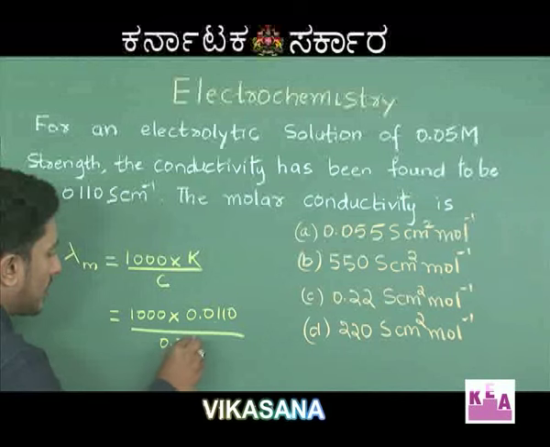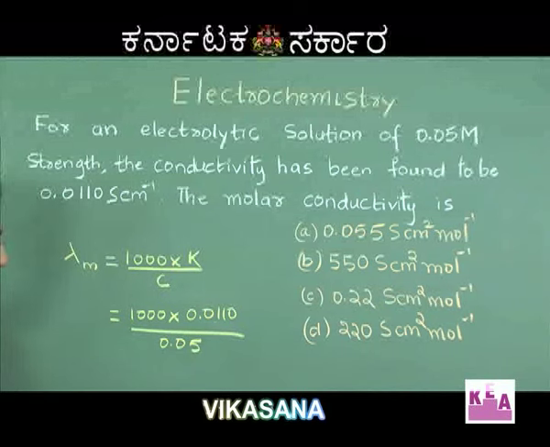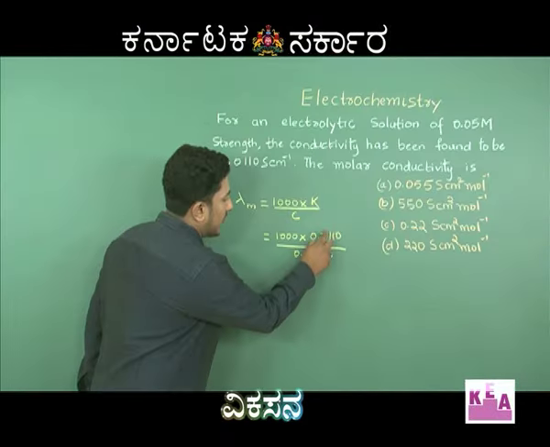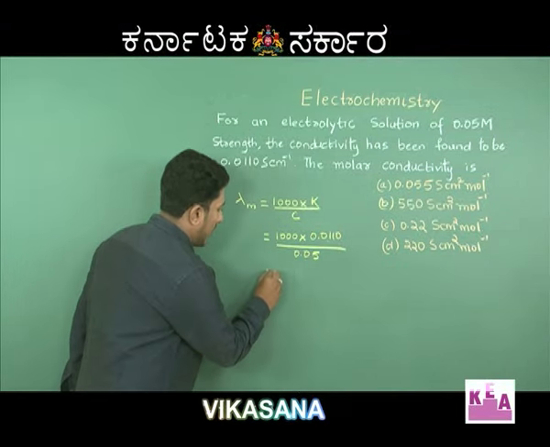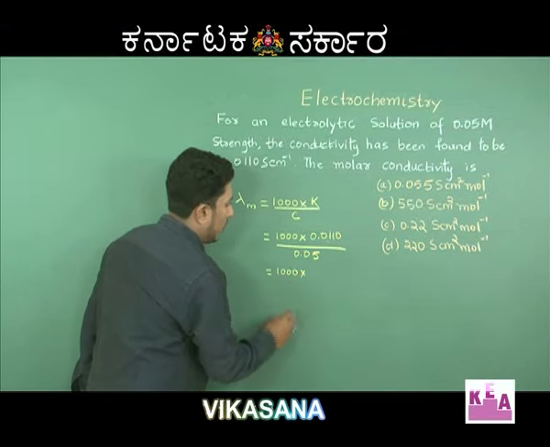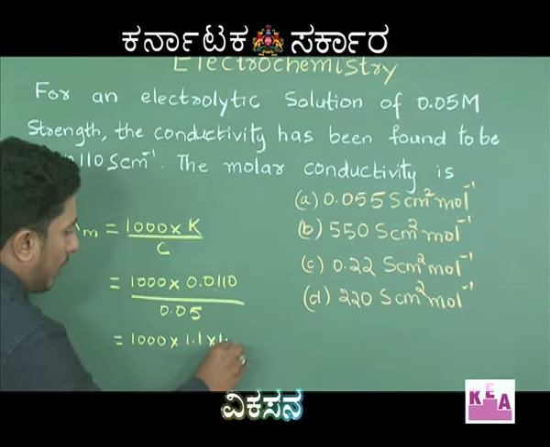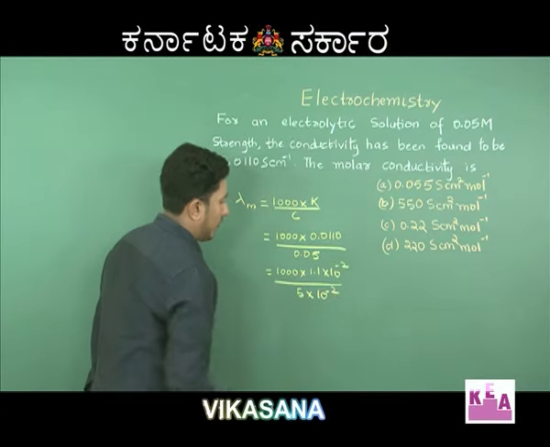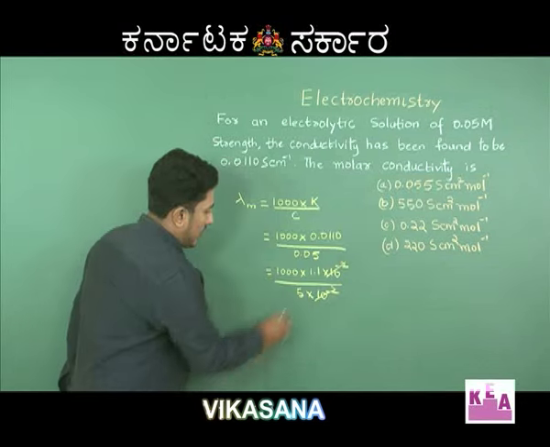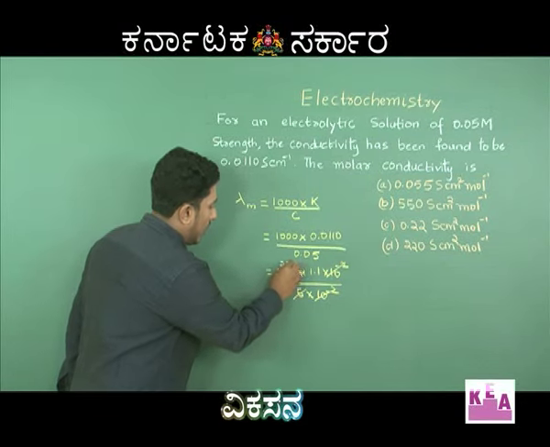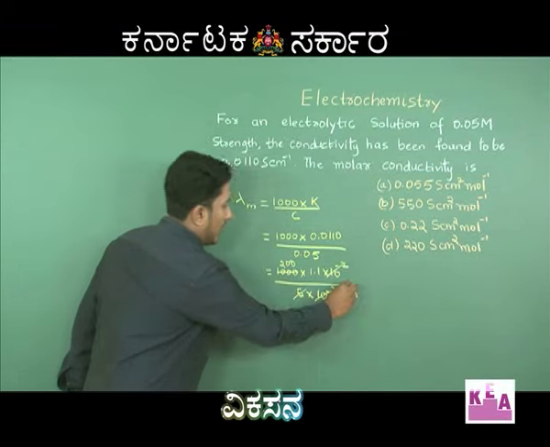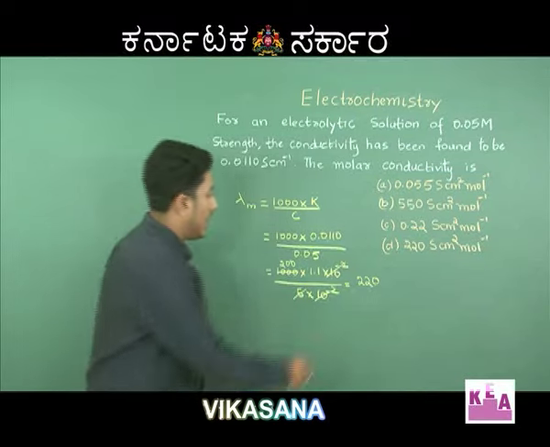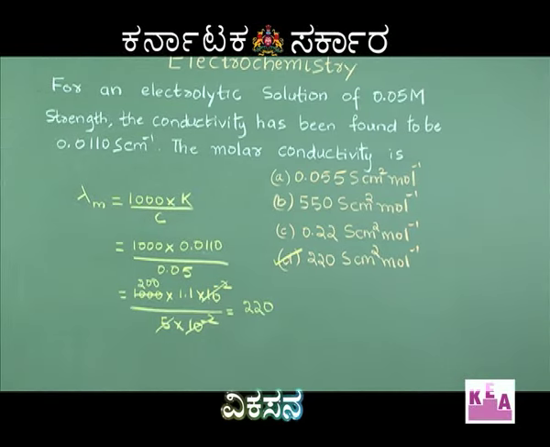Concentration is 0.05. This can be further simplified as, I will shift the two decimal points forward, so I need to multiply it by 10 to the power minus 2. I will shift the decimal point here also. This will be equal to 1000 into 1.1 into 10 to the power minus 2 divided by 5 into 10 to the power minus 2. You can cancel this. So 5 ones are, it will be 200. 200 into 1.1 will be equal to 220, that is 220 Siemens centimeter square per mole. Hence, option D is the right answer.